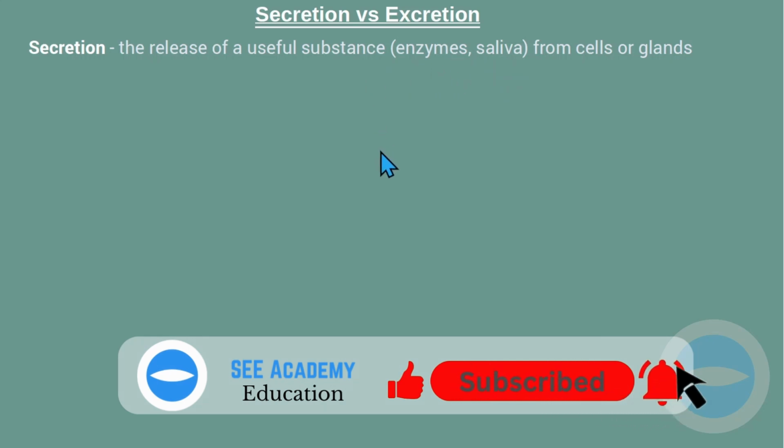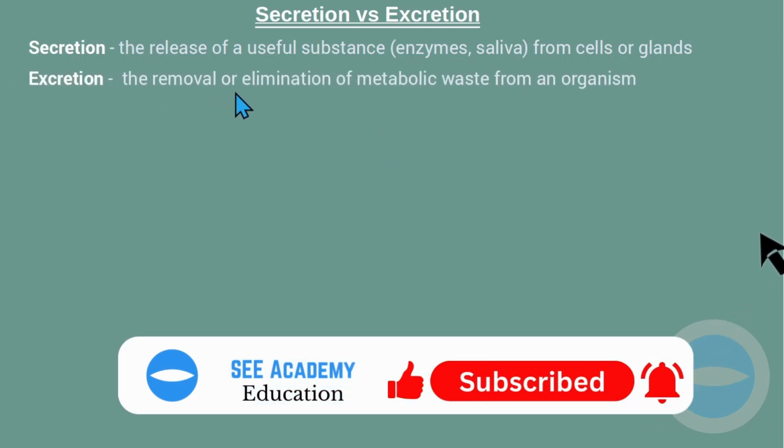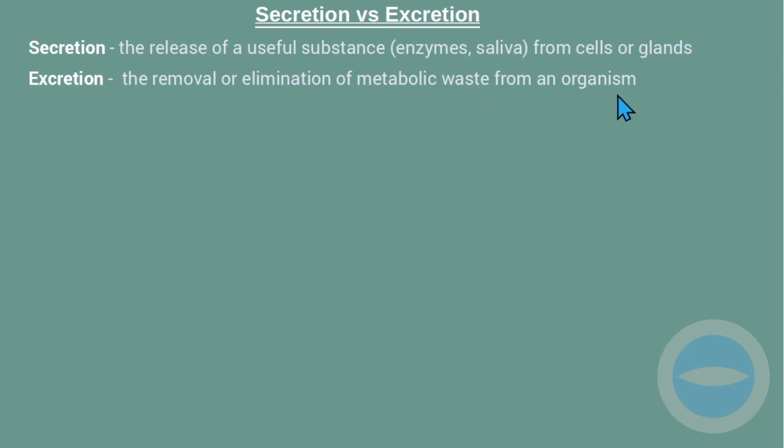And then when we talk about excretion, it's the removal or elimination of metabolic waste from an organism. Here we talk about something that is not needed in the body, so the body has to take it out. That thing we call excretion.